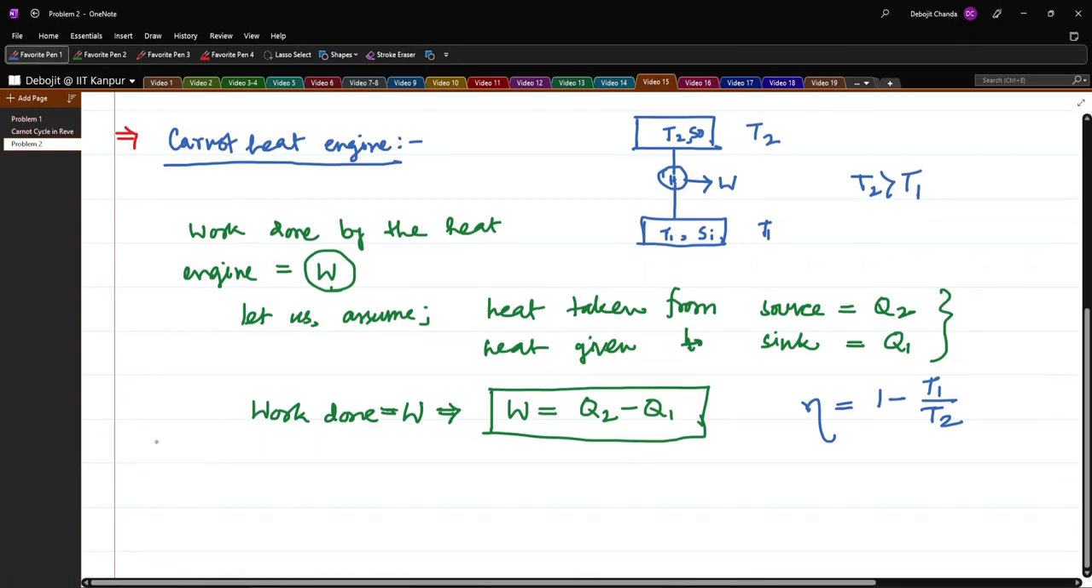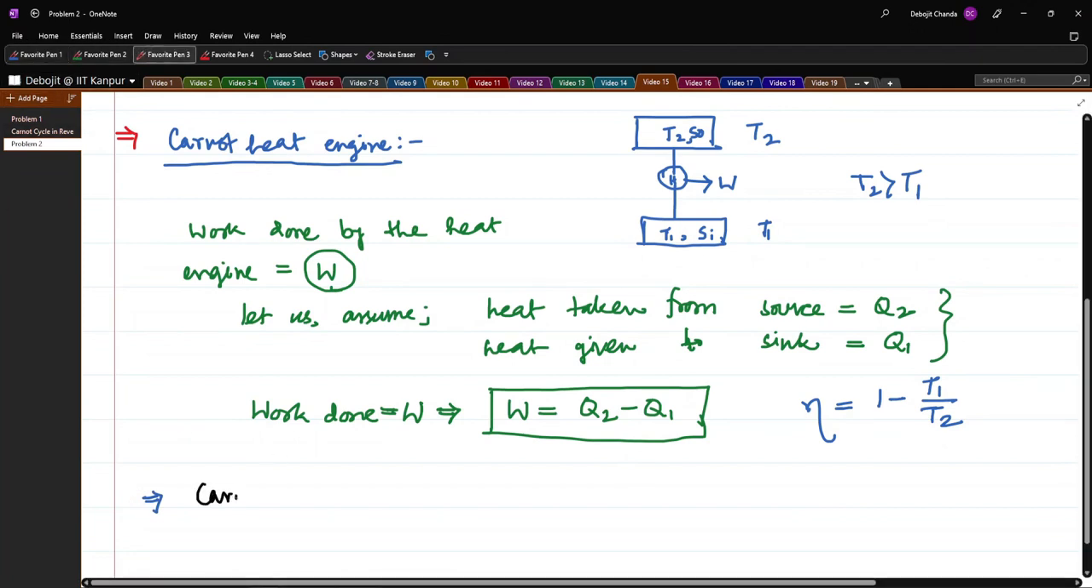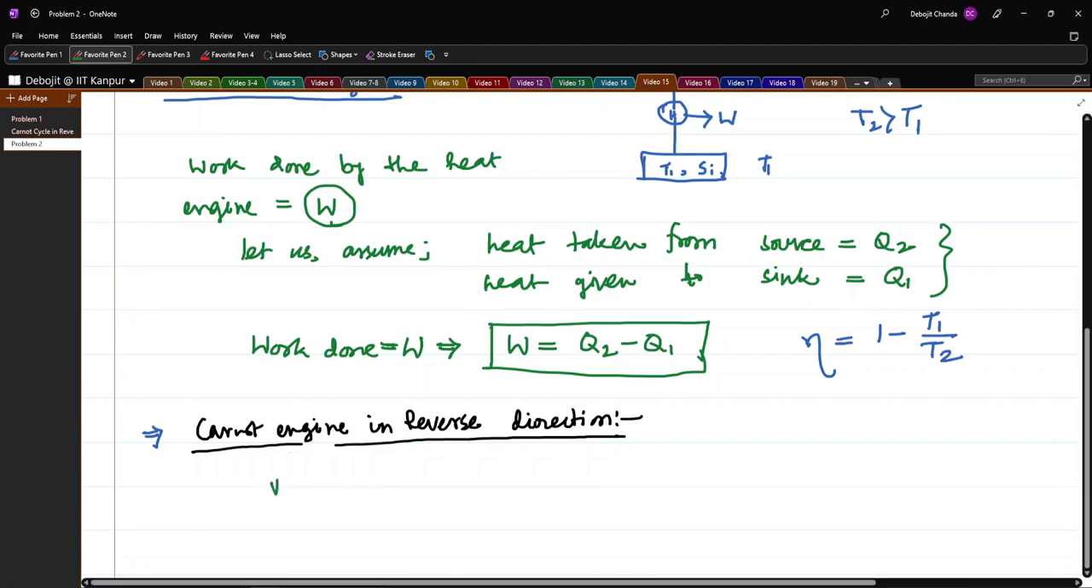Let us define the Carnot engine which is working in the reverse direction. So this is taking an external work of amount W, which is equal to the work that is done by the heat engine.